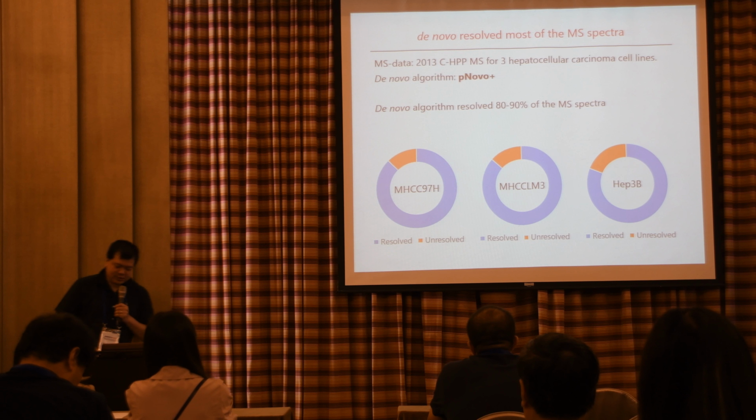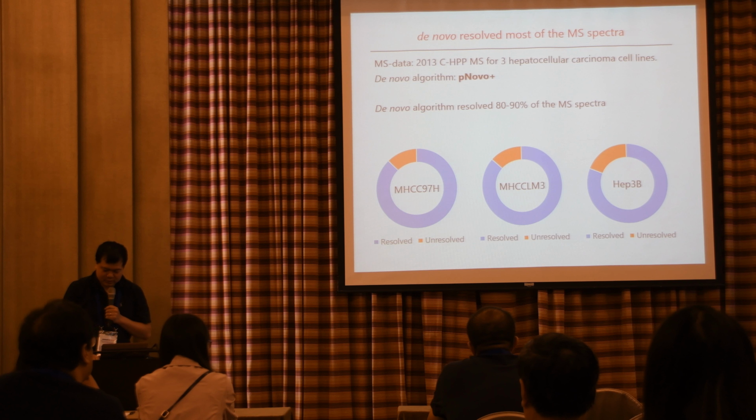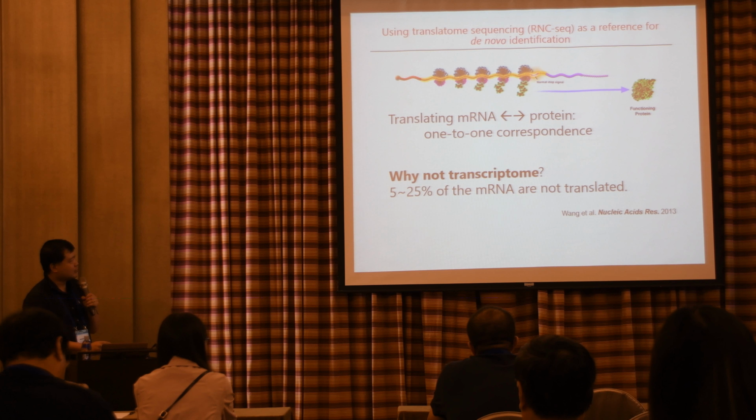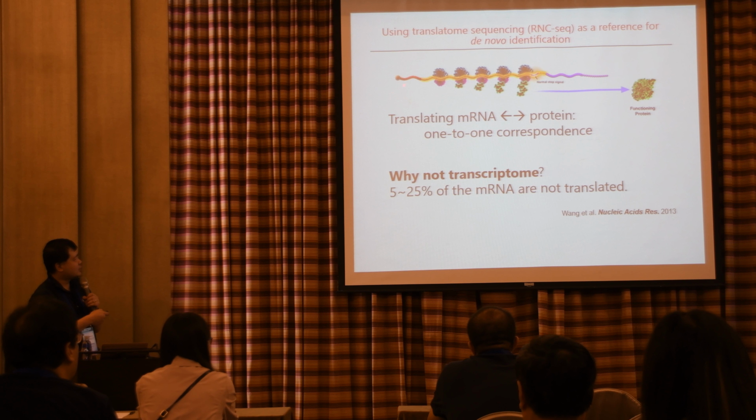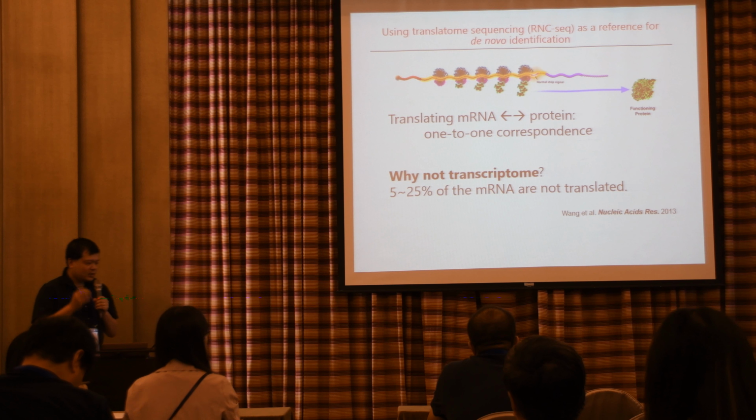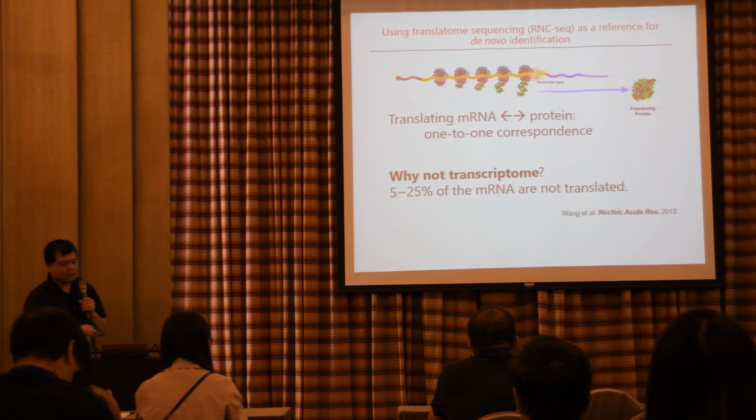Then we have to use a standard as a reference to control the accuracy for de novo sequencing. And what we are going to use is Translatome sequencing, or RNC-seq. Which means that we sequence the translating mRNAs. Because in steady state cells, translating mRNA to protein, there's one-to-one correspondence.